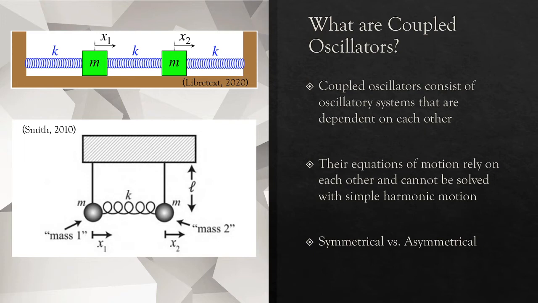As you can see in this mass spring system from a library text, these masses are connected by springs and are identical, which means it is symmetrical. In this coupled pendulum system from Waves and Oscillations by Walter Fox Smith, the masses and lengths are identical, which makes this coupled system symmetrical also.